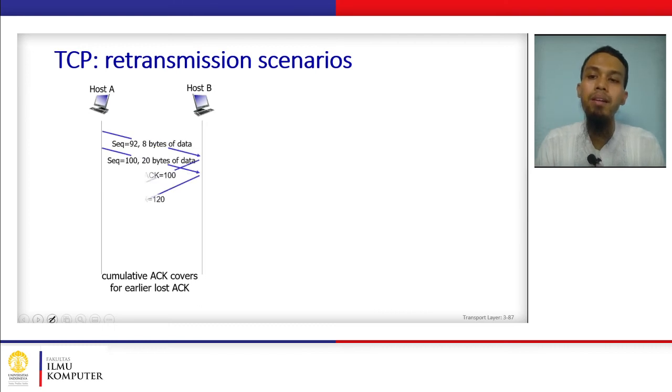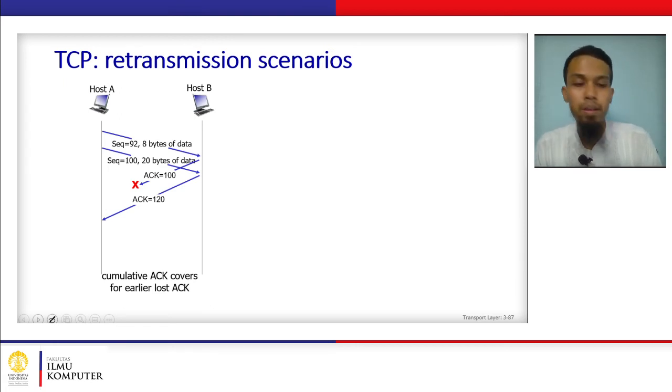Now again we have the case of cumulative ACK, but with a bit different case from the previous one. Host A sends two segments. Again, both segments sent by host A have been received by host B. Host B sends two ACKs for both segments, but the first ACK is lost on the way to reach host A. So host A receives only the second ACK.